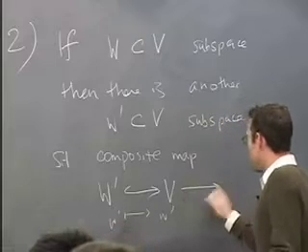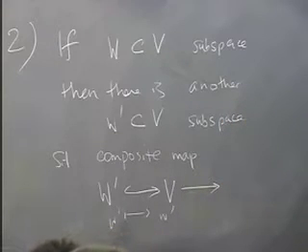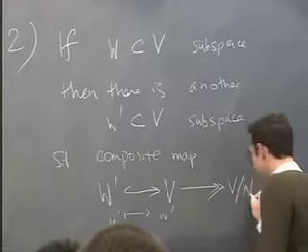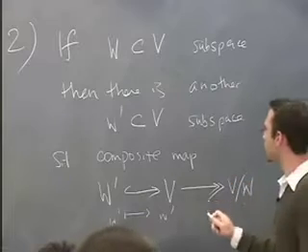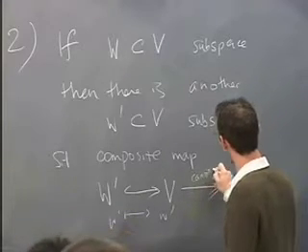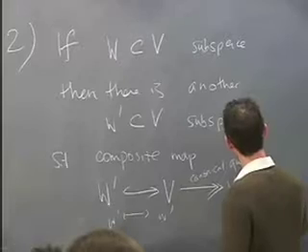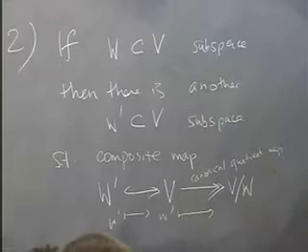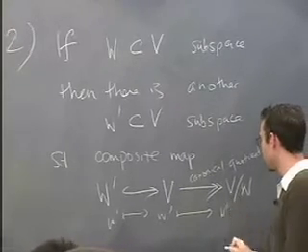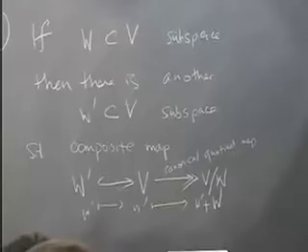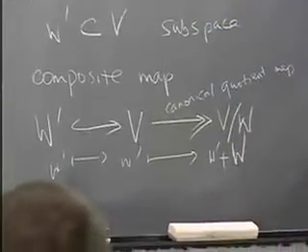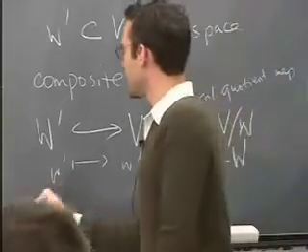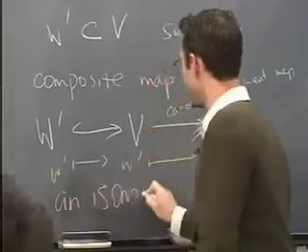And recall also that there is a canonical map, and it's a surjection. There's a canonical quotient map, which just takes this w prime and maps it to the coset, the W coset of w prime, such that this composite map is an isomorphism.